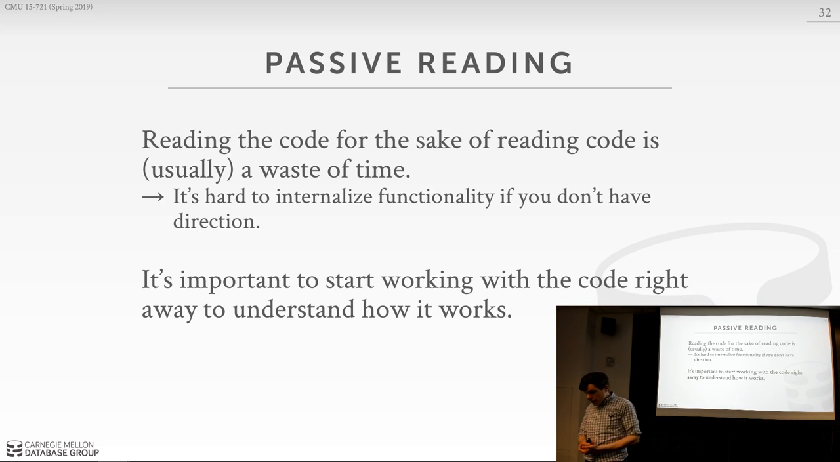So the dumbest thing to do, the biggest waste of your time, is what I'll call passive reading. This is where you just read the source code for the sake of reading it to try to figure out what's going on. A lot of times students email me saying, I want to come work on your database system at CMU as an intern, or I want to get started on a project. And they'll tell me, I've been reading the source code for the last 2 weeks. And I'm like, why? You're not going to get anything out of it.